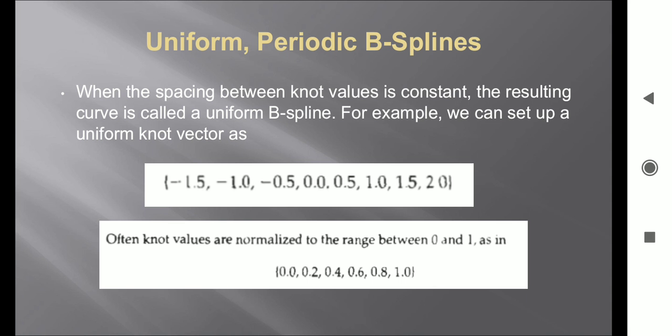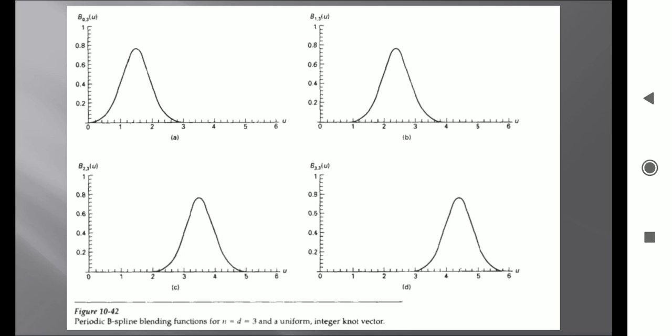Uniform and periodic B-splines. When the spacing between knot values is constant, the resulting curve is called a uniform B-spline. For example, we can set up a uniform knot vector as minus 1.5, minus 1.0, minus 0.5, 0, 0.5, 1, 1.5 and 2. Often knot values are normalized to the range between 0 and 1, as in 0, 0.2, 0.4, 0.6, 0.8 and 1.0. So on the basis of the above points we draw the graph.